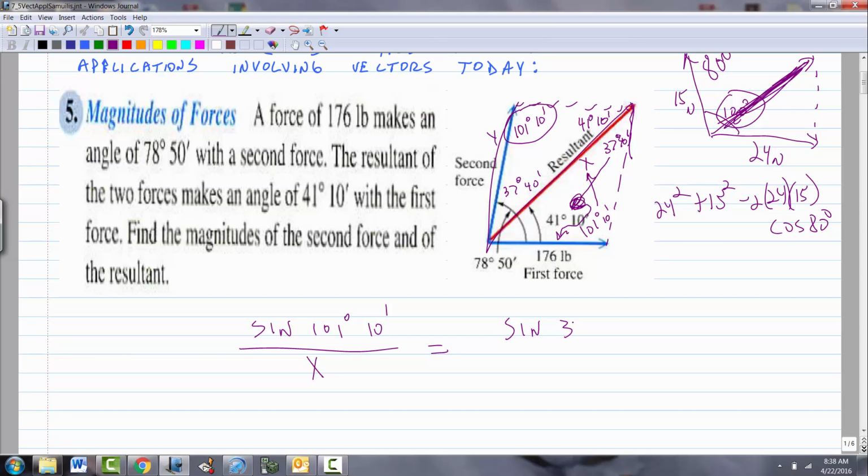But sine 3740 over 176, and all that long, unbearable time. Did anyone get the answer? Is that me sitting here waiting? Nobody. Now one person first hour. I'm sorry, someone did. What'd you get for x? 282.6 what? Pounds of force. Okay, so that's the resultant.